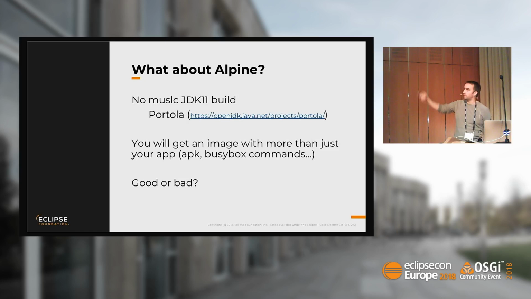There is a project at OpenJDK to build OpenJDK on top of musl. It's called Portola. But even if you do that, your image will eventually contain more applications and binaries than you need. It will contain APK, the Alpine Package Manager, and some BusyBox commands, so find, ls, cat, sed, and stuff like that. So is it good or bad to have these binaries? It's up to you to decide, depending on your requirements on security and provenance.